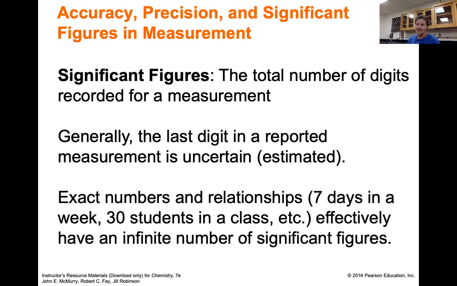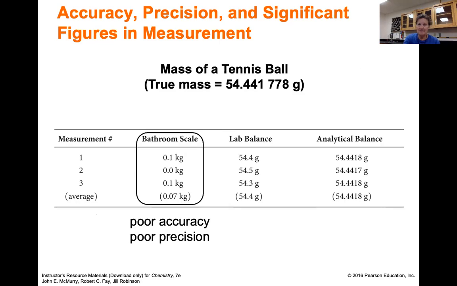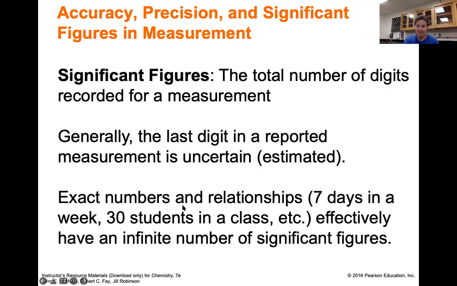Significant figures is the total number of digits recorded for a measurement. When you go back to this example, when you did it on the lab balance, you have 3 significant figures. When you did it on the analytical balance, you have 6 significant figures. And when you do it on the bathroom scale, you have 1 significant figure. Generally the last number in a reported measurement is uncertain. There's always some variance in that last number when you're measuring something with a ruler, a volumetric flask, or a mass on a balance.